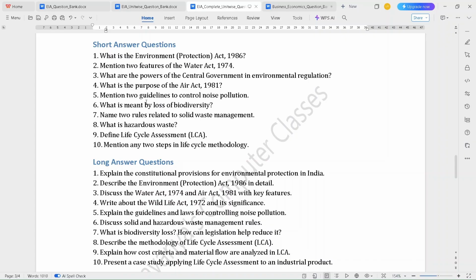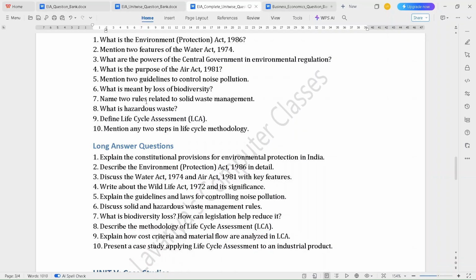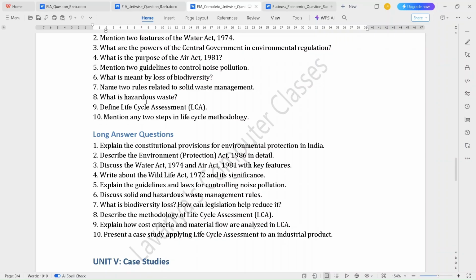What is meant by loss of biodiversity? Name two rules related to solid waste management. What is hazardous waste? Define life cycle assessment, LCA. Mention any two steps in life cycle methodology.